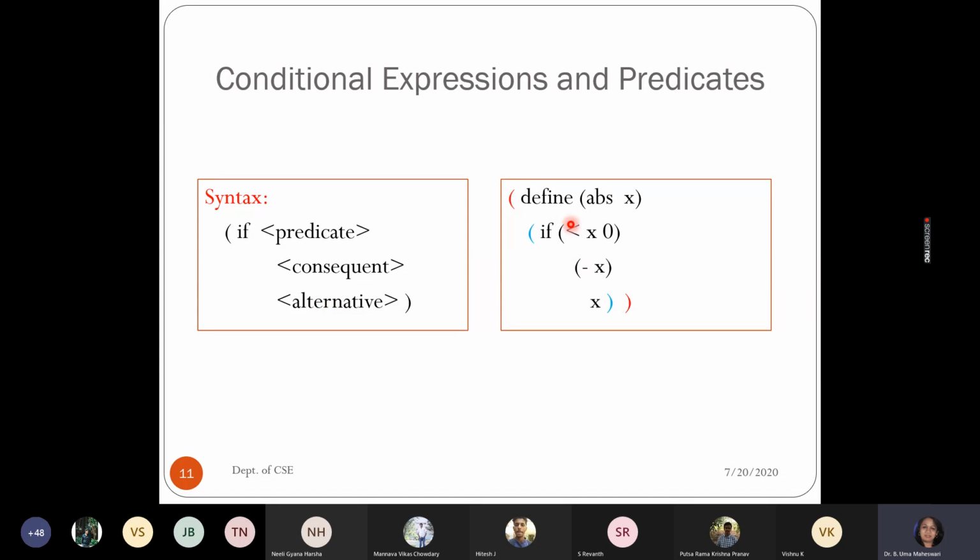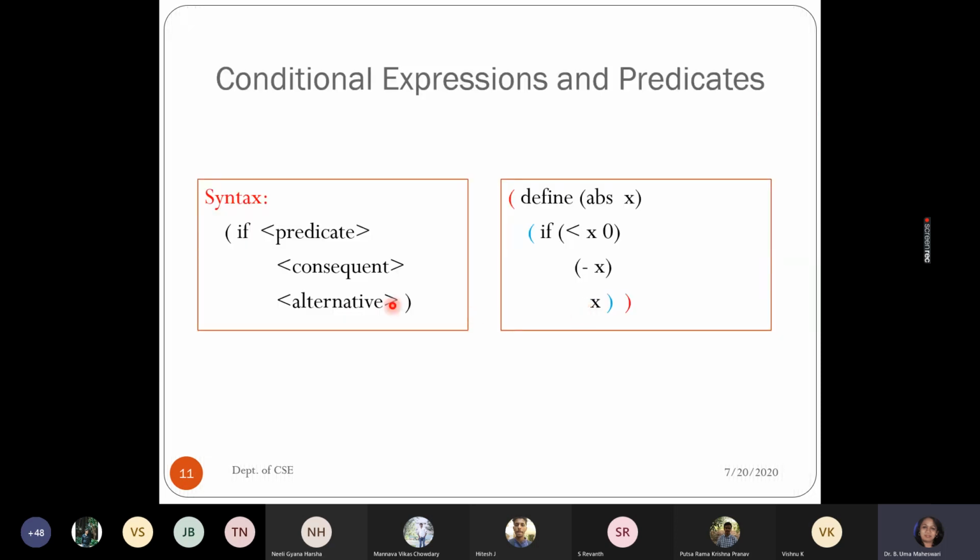Okay, so same thing, absolute of x is defined like this. If x is less than 0, if it is true, return minus x. If it is false, return x. We can simplify the statement like this. Okay, so you can use a cond as well as you can go for an if, but there are differences.